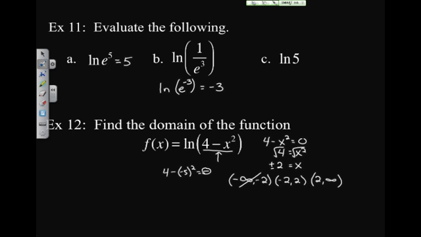If we try 0, 4 minus 0 squared is positive, so that one works. And for the other one, let's try 3. 4 minus 3 squared is negative, so that doesn't work. So our domain is this middle section from negative 2 to positive 2.